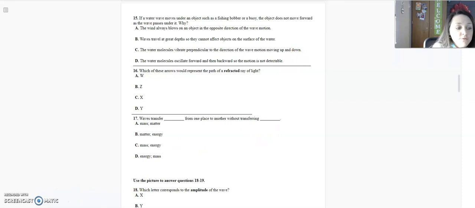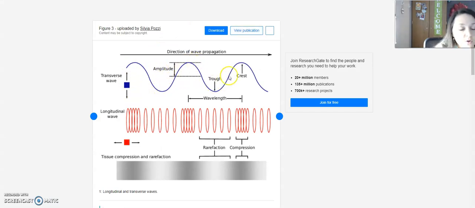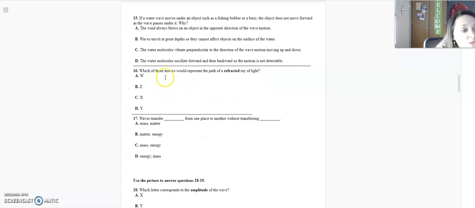So we know if water waves go like this, they're transverse, they travel like this. So the water waves are going up and down, even though the energy is going left and right. So which arrows would represent a refracted ray of light?